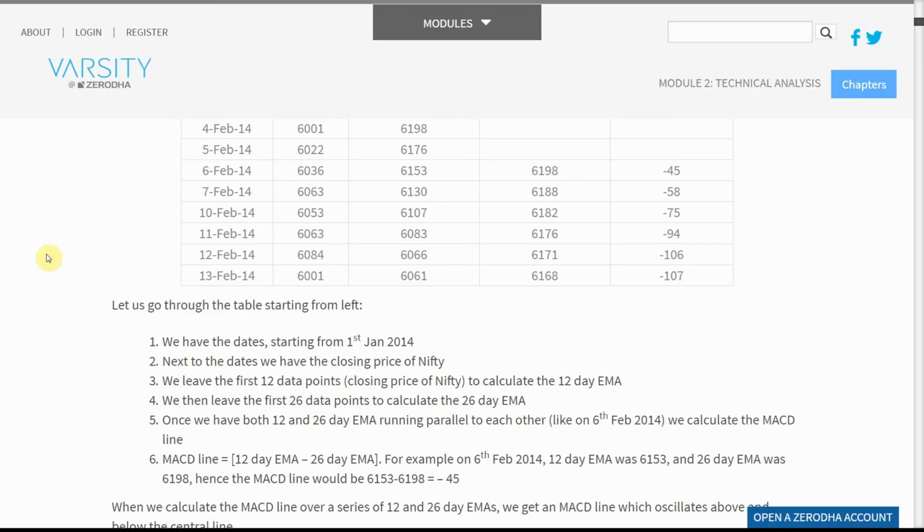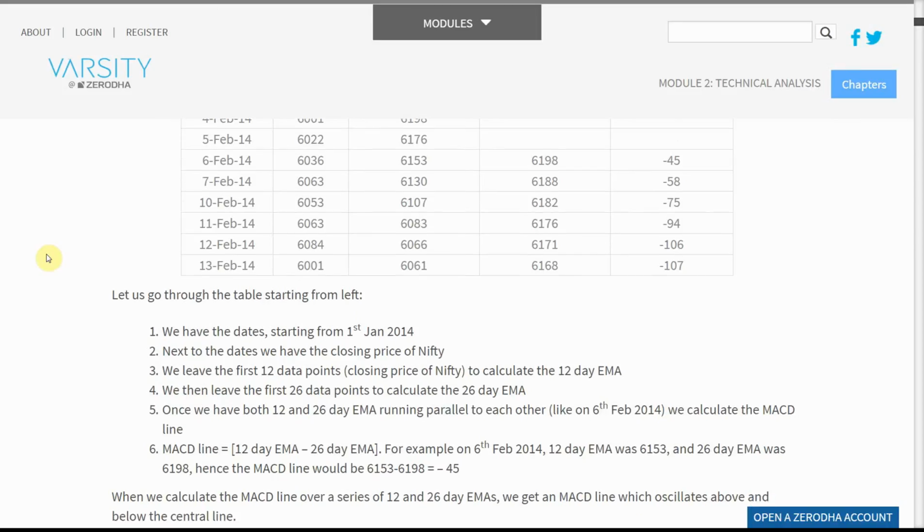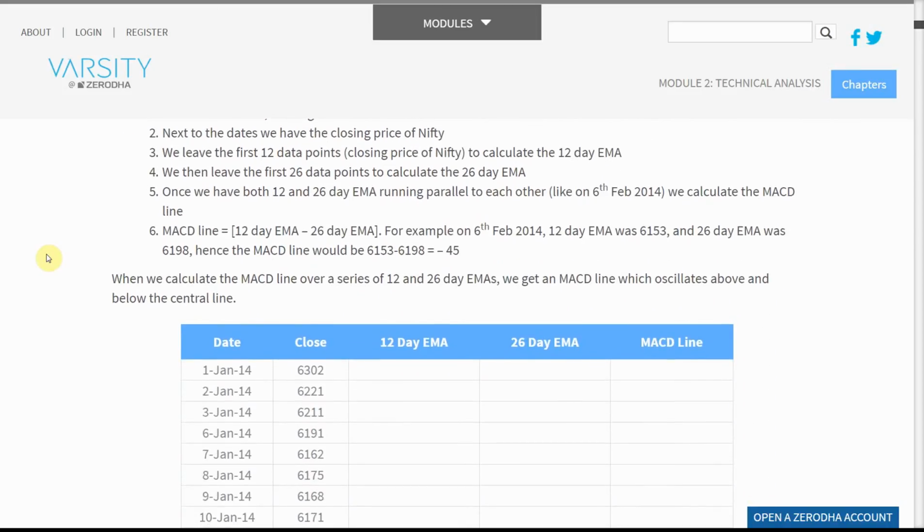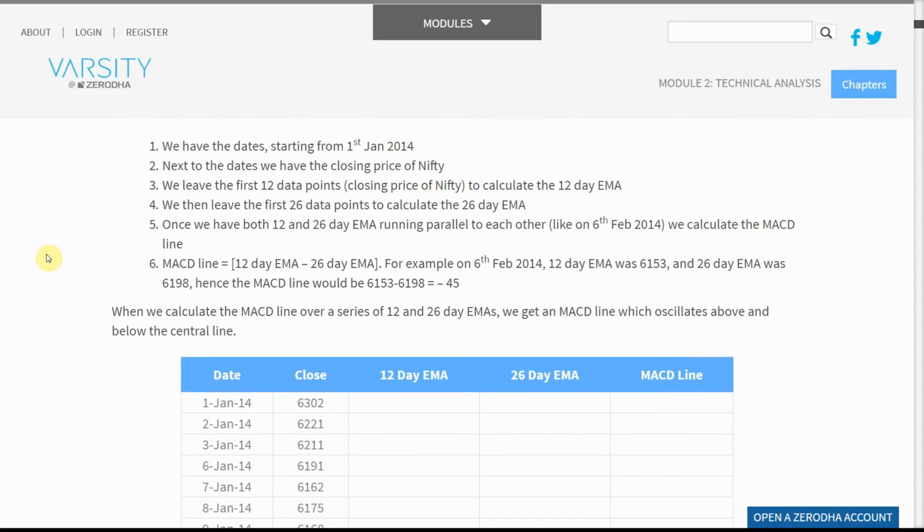Let us go through the table starting from left. We have the dates, starting from the 1st of January 2014. Next to the dates we have the closing price of Nifty.